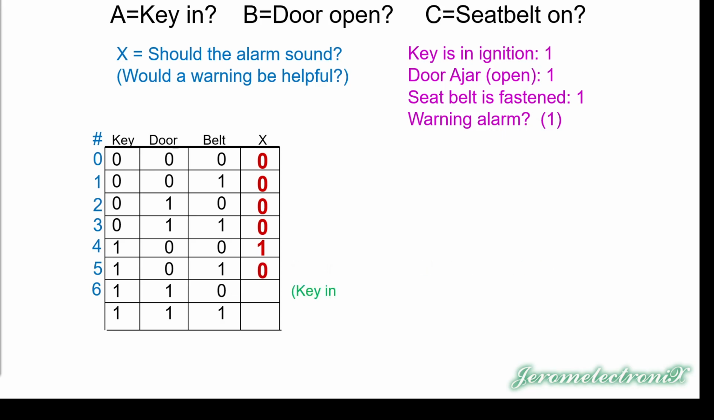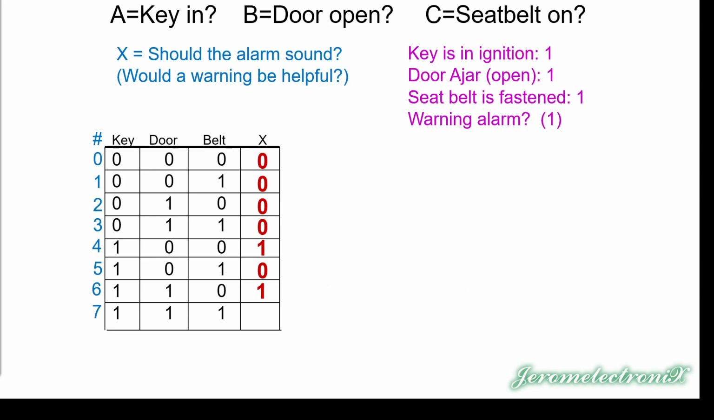The next one, 6, the key is in the ignition, the door is open, and the belt is off. Do we need a warning for this? Well, yeah, the door is open. We're flying around, seatbelt's off, the door is open. Yeah, it's probably a good idea to get a warning for this one.